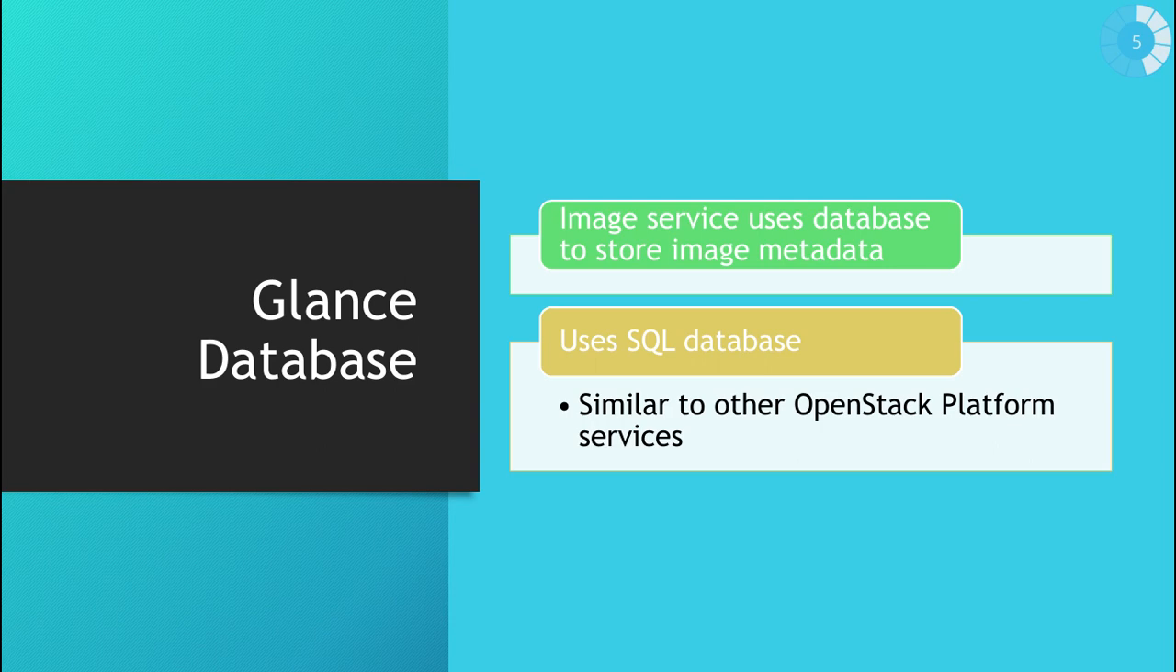The image service uses this database to store the image metadata, and it uses a SQL database similar to other OpenStack platform services. If you remember, we have created a database for the OpenStack platform services, so you can use the same database. Inside that you can have a separate database for Glance, which can store the image metadata.